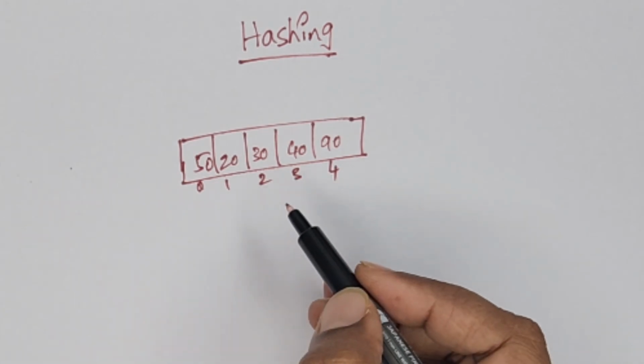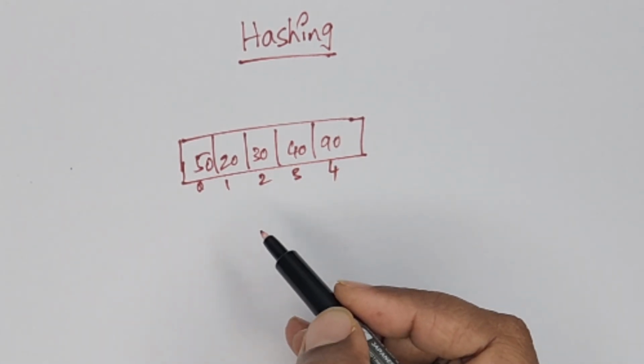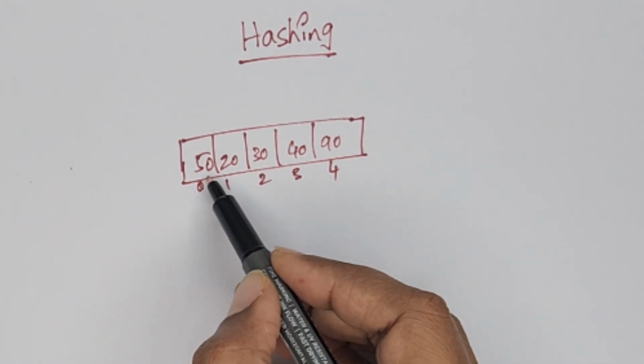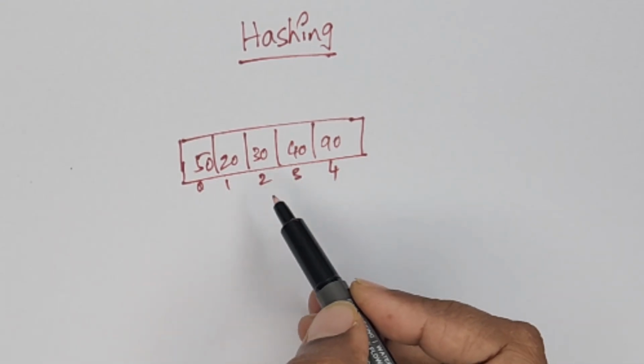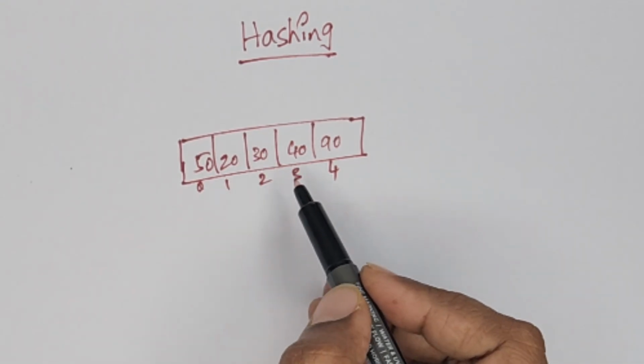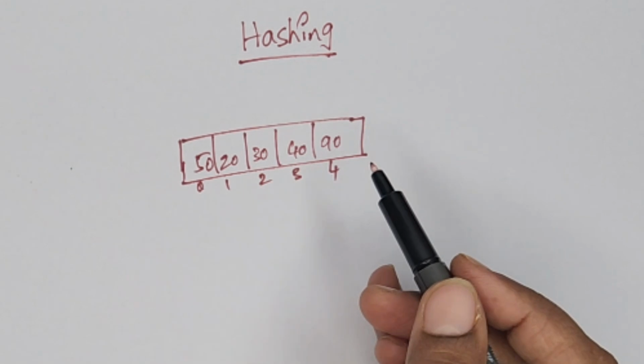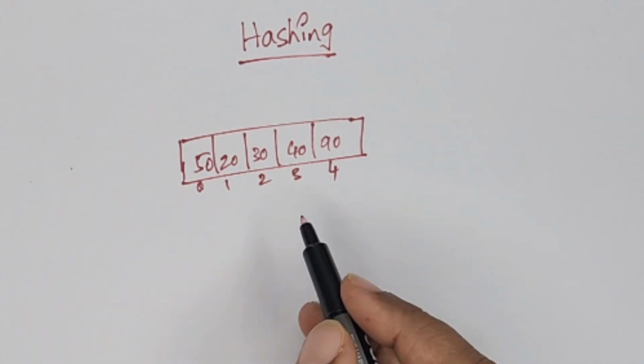If you want to search for any element, for example, I want to search 40. Now 40 is compared with the 0th element, then the next element, until the element is found. So like this we have to search. This is called a linear search. The other one is binary search.